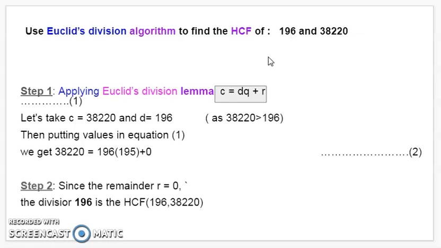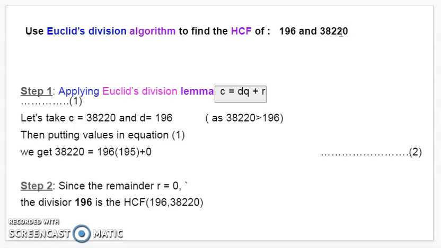These values will be taken as A and B, or C or D. Like here I have used for the division lemma C equals DQ plus R. These are just alphabets, but we understood that the dividend is equal to divisor into quotient plus remainder. That statement, RHS equals LHS, is what we are using as a division lemma.